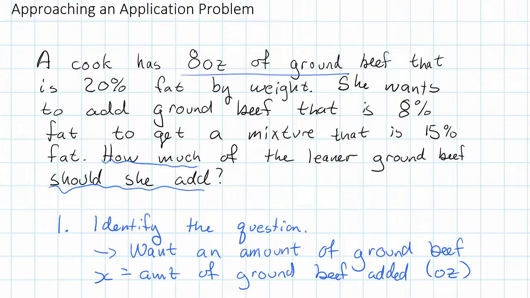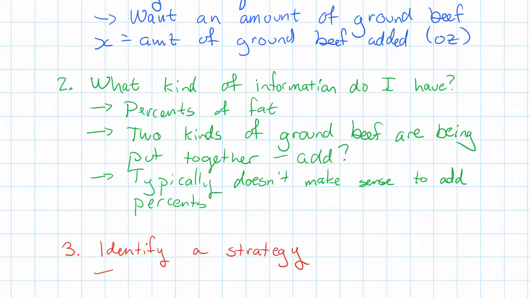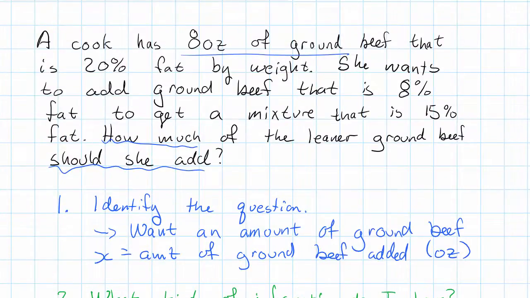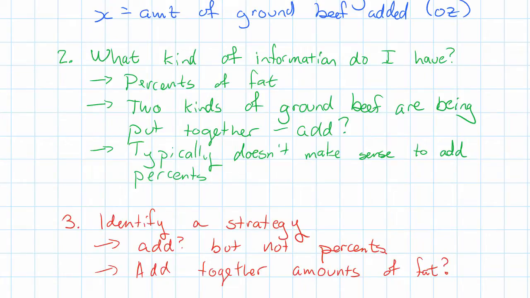So at this point we're ready to go to step 3, identify a strategy. When we were looking at our information, we noted that maybe we want to add, but not percents. What can we add together? Well, those percents are telling us about how much fat is in this mixture. Maybe we could add together the amount of fat in the mixture. It would certainly make sense to add together the amounts of fat, so that's a strategy that makes sense.